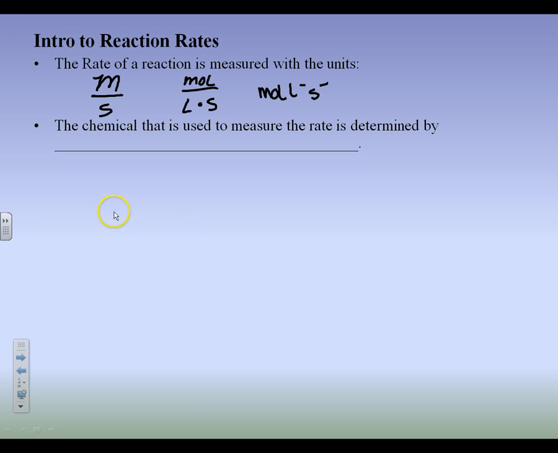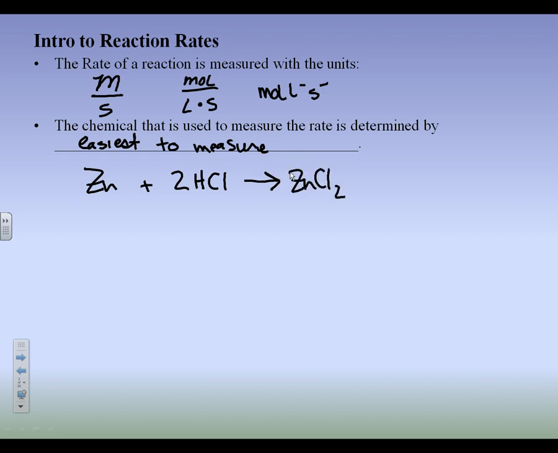Well, we've got to use the chemical to measure the rate. Whatever chemical we use is the one that is easiest to measure. Whichever one is the easiest one to observe in a chemical reaction. So for instance, if I take a little zinc and I throw it into some hydrochloric acid, and I remember we did this as a demo a couple times, I will produce zinc chloride and hydrogen gas.